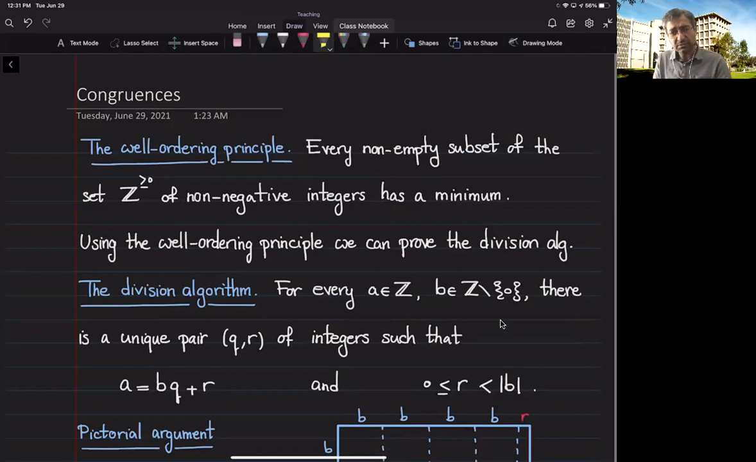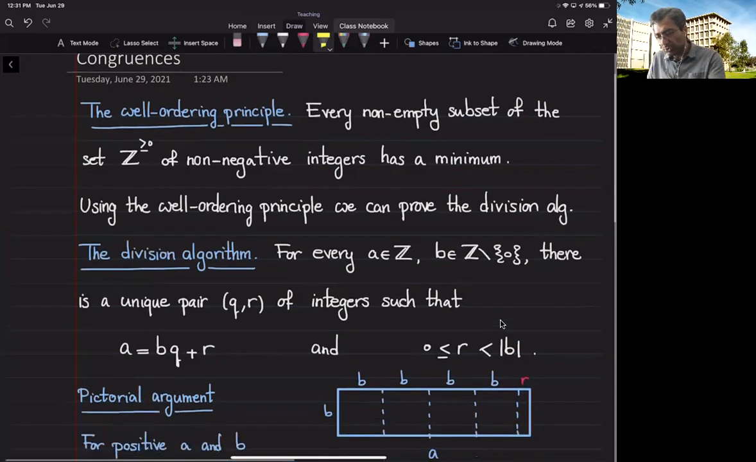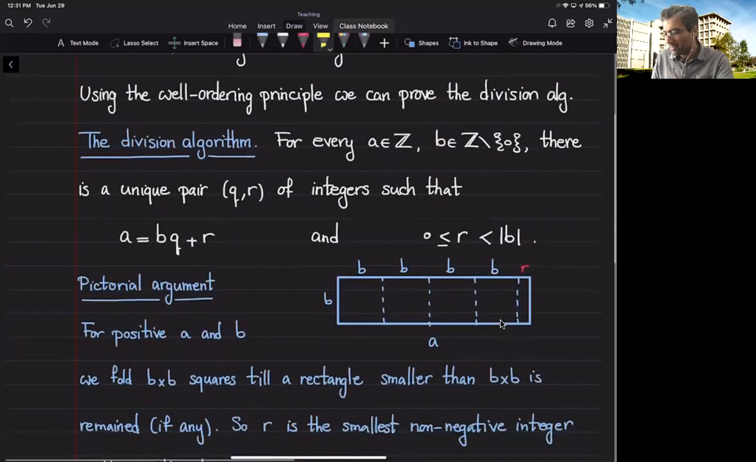This is an important statement. Using this, one can prove the induction principle, one can prove long division, and so on. Okay, so let's use this to prove long division. What is long division? Let's start with the statement.